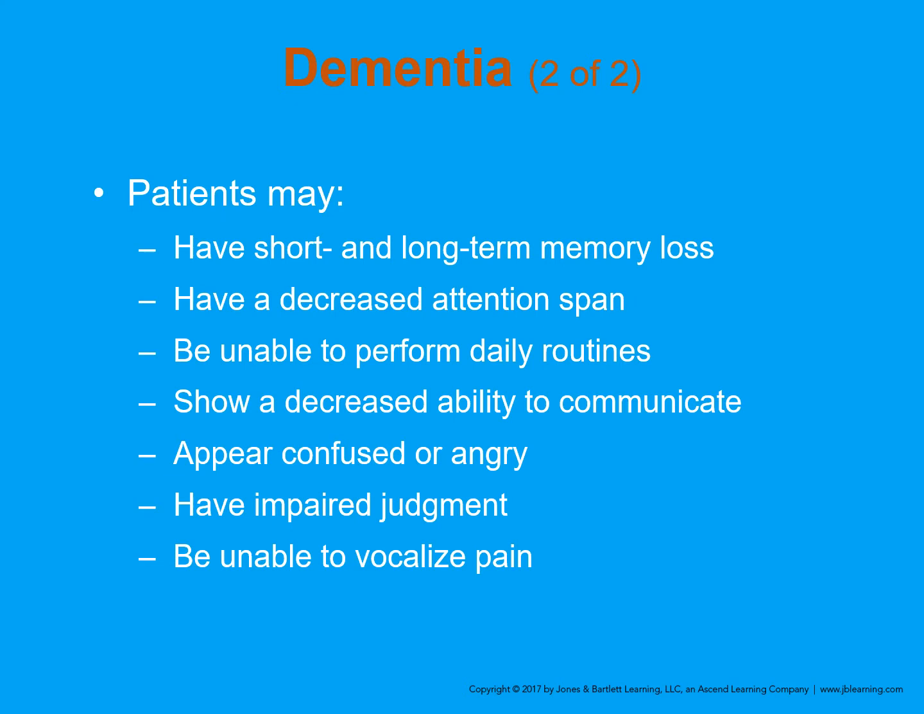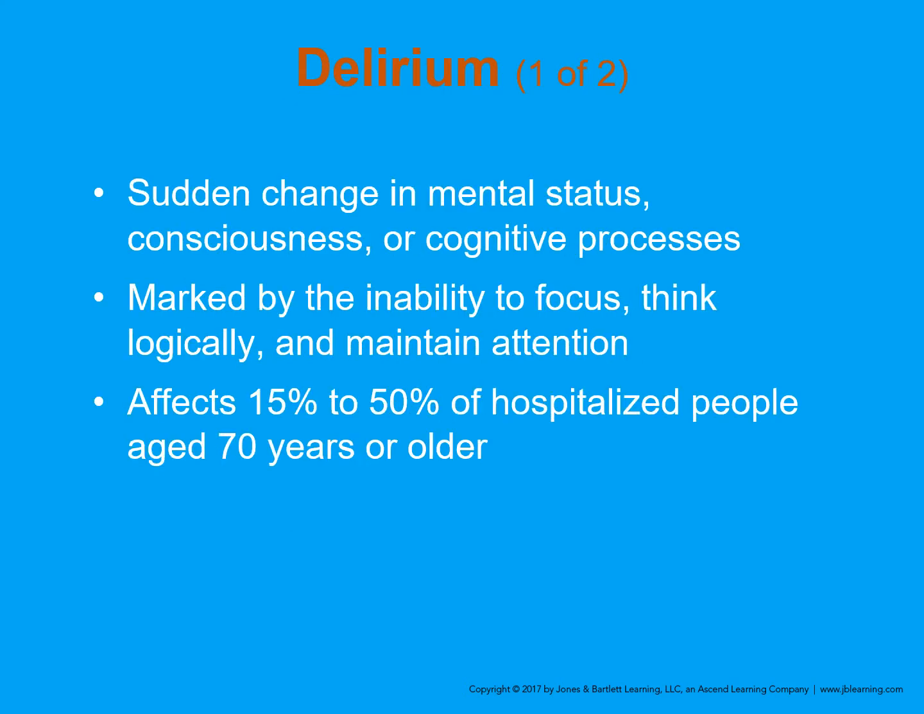Decreased ability to communicate, decreased ability to make sense, decreased ability to take their medication when they're supposed to. They may appear confused or angry. They might be confused and angry. They might make bad choices. So it's sort of like that bell curve of life again, and not be able to vocalize their pain or clearly explain what is hurting.